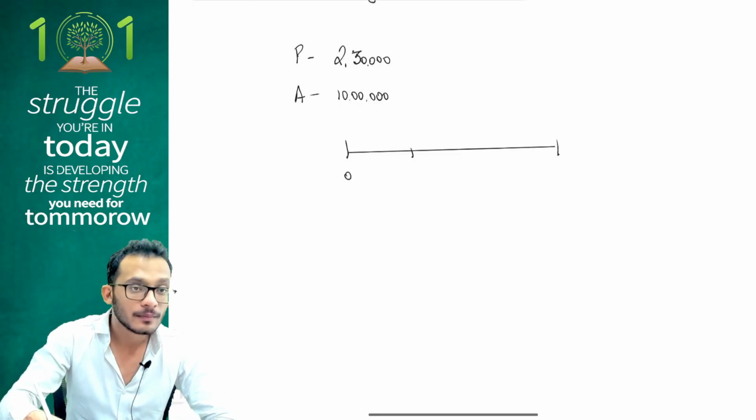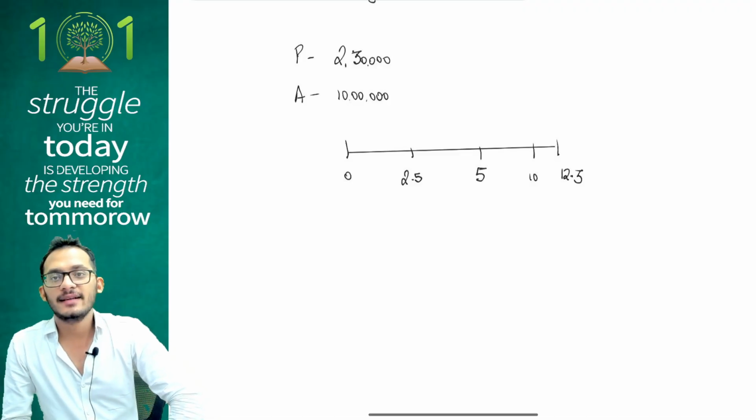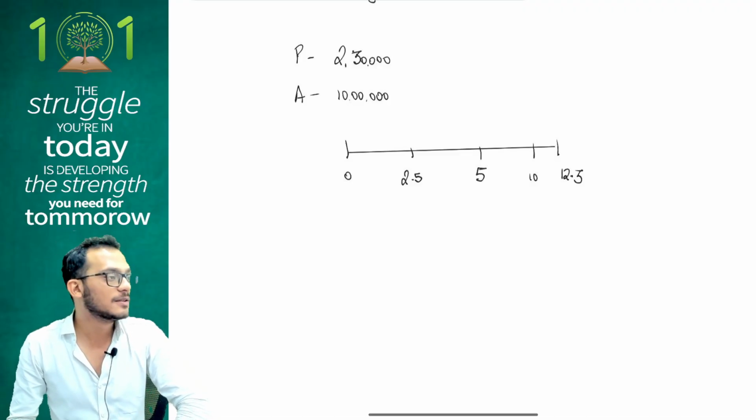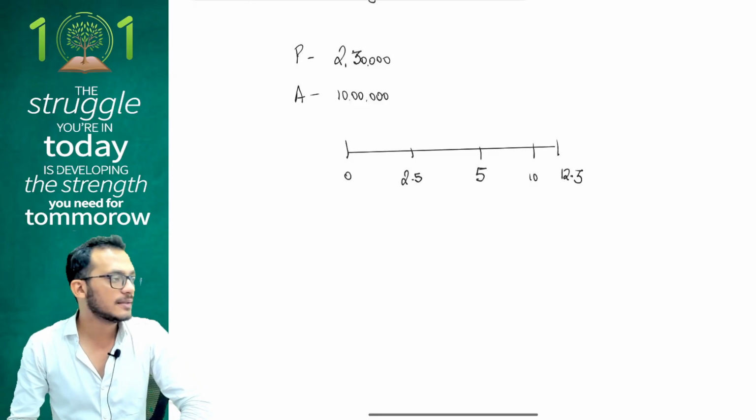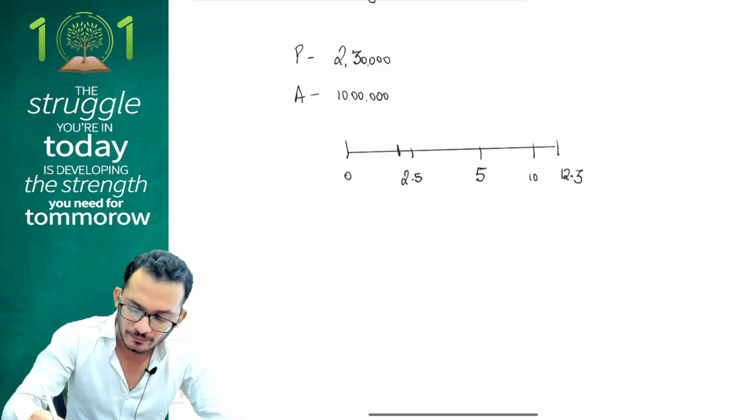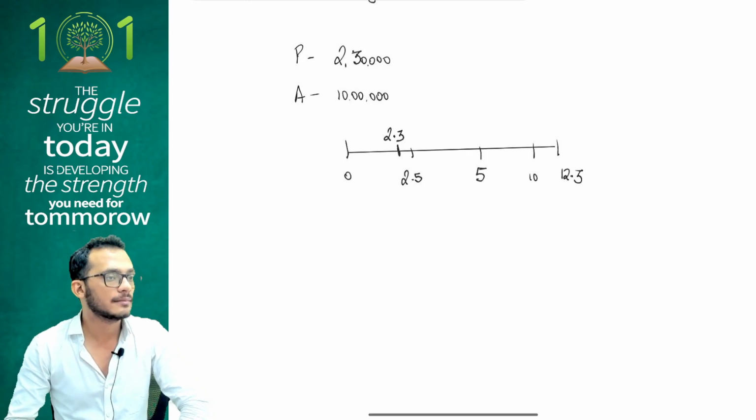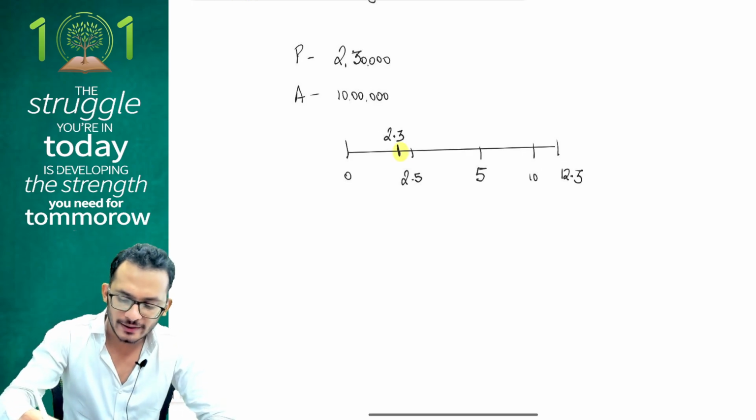0, 2.5, 5, 10, 12.3. Yes, income tax is saying first will go to central. How much will central take? 2.3. Central will take 2.3, which means central is stopped here itself. After which everything goes to state, which means from here everything is to state.